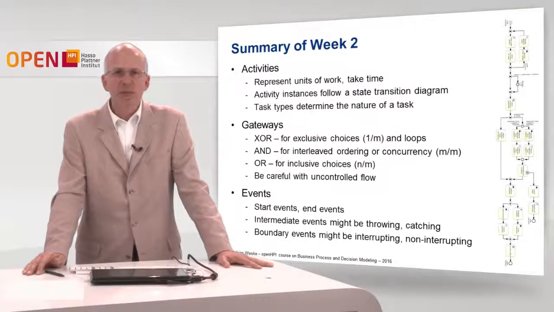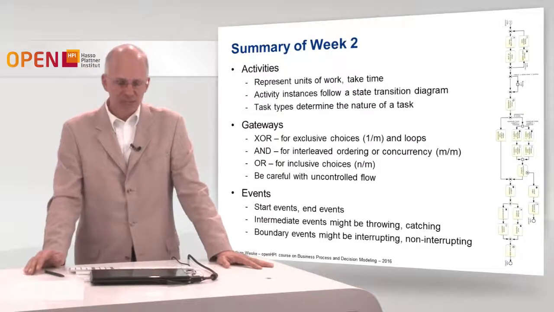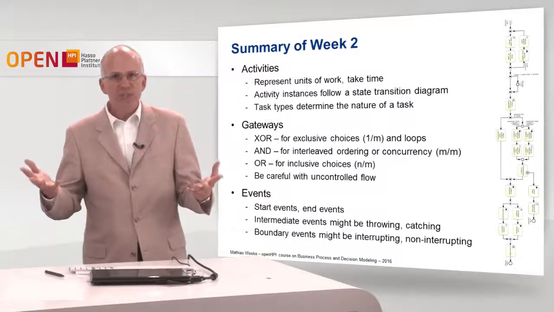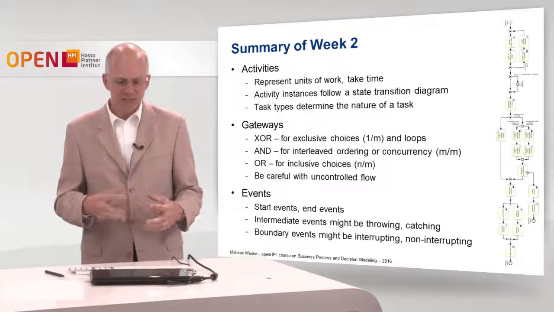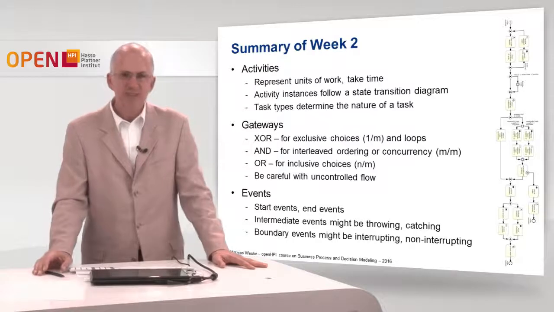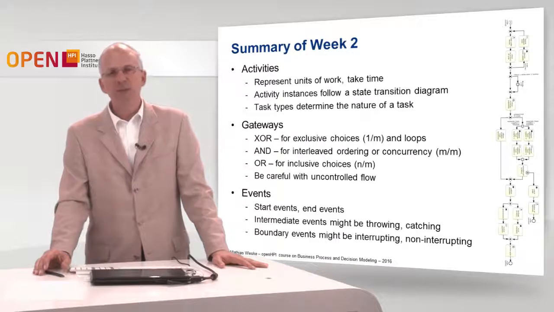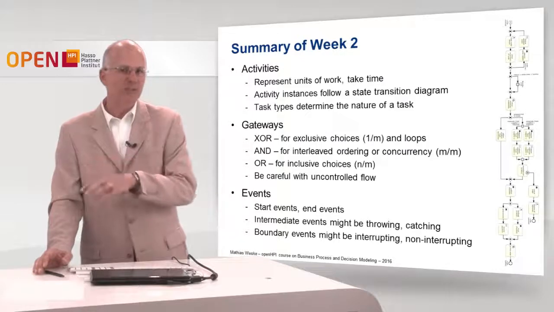This short video summarizes what we looked at in the second week of the course. So we took a look at activities in BPMN. We discussed that they represent units of work, that they take time to be completed. Activity instances contribute to a process instance. We've seen that process models can have many process instances. Process instances contain activity instances, and activity instances behave according to a state transition diagram, where they first are in the init state, then they are normally in the ready state, in the running state, in the terminated state.